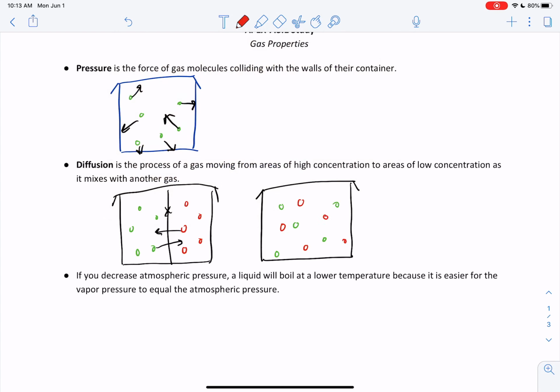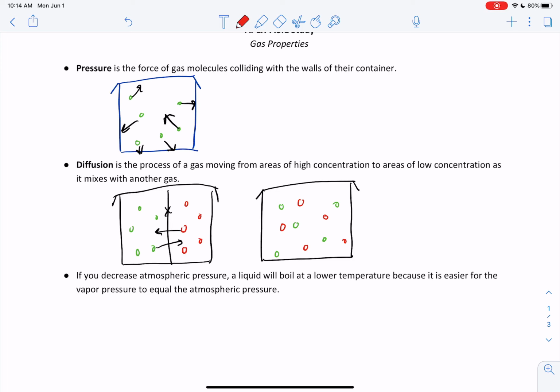So it's all evenly spread out. And that's just called diffusion, that these gas particles spread out evenly amongst each other. That's why if you spray perfume on one side of a room, after a couple seconds you'll be able to smell it on the other side of the room, because those gas molecules from the perfume have spread out through the air and evenly dispersed themselves.